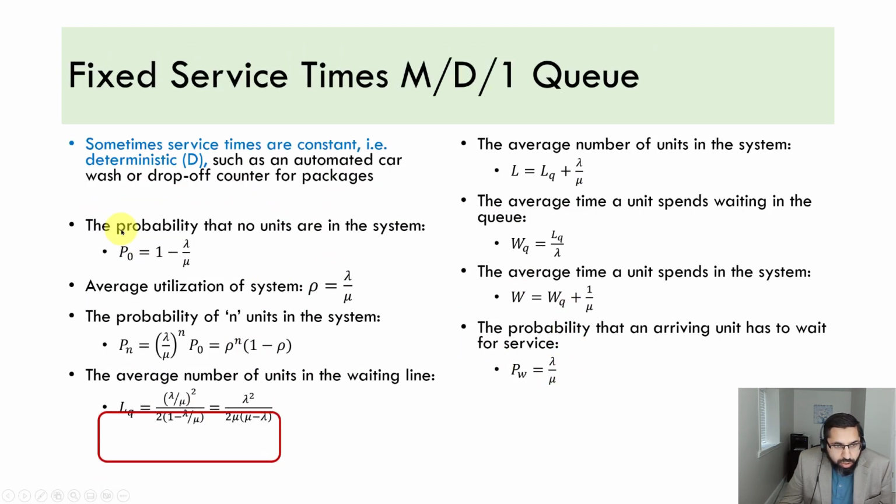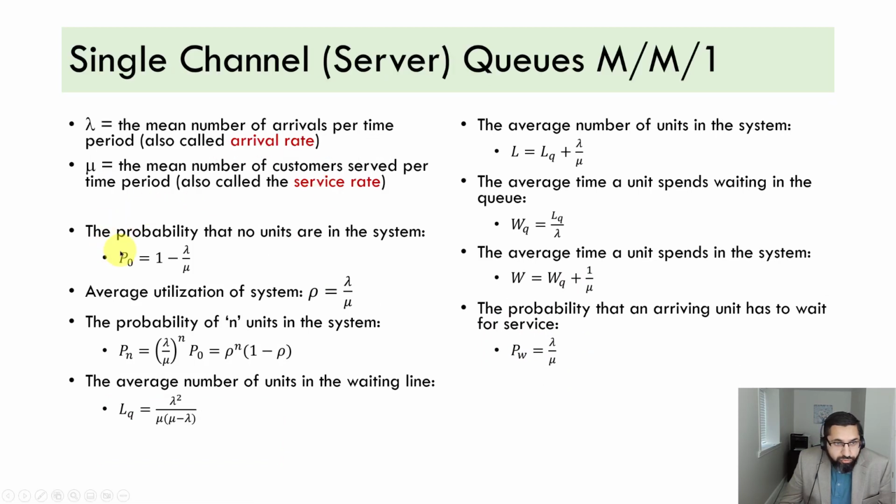The first formula is the probability that there are no units in the system, that the system is idle. Okay, that's called P0. 0 represents 0 people in the system, and that is given by 1 minus lambda over mu. So very simple calculation. The utilization of the system is called rho. This letter, this tilted P, is called rho.